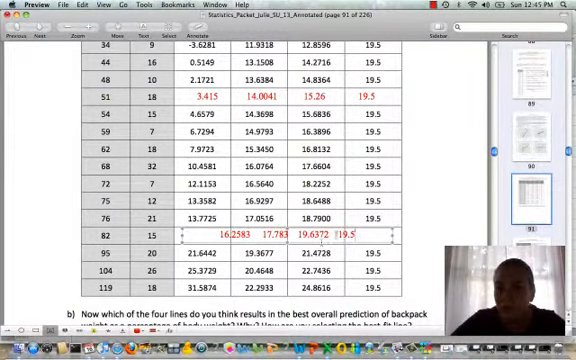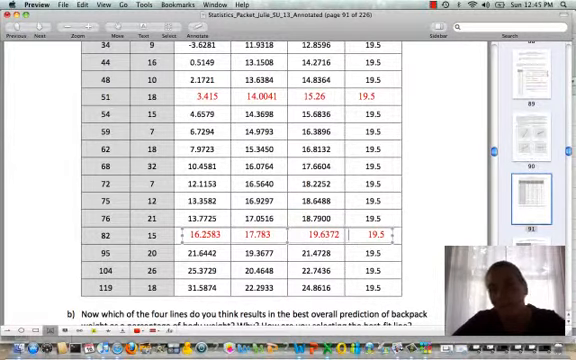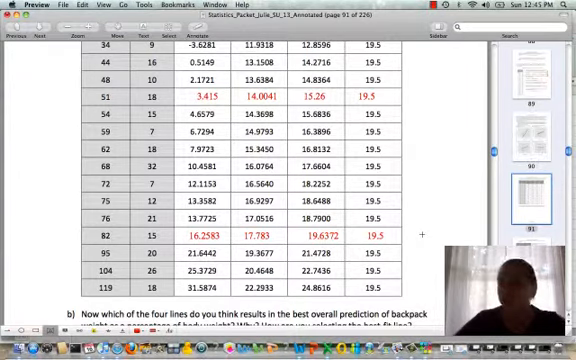And you'll notice that the last column is always 19.5 because that's our steady line. Okay, so take a minute and check to make sure that your calculations agree with my calculations here.